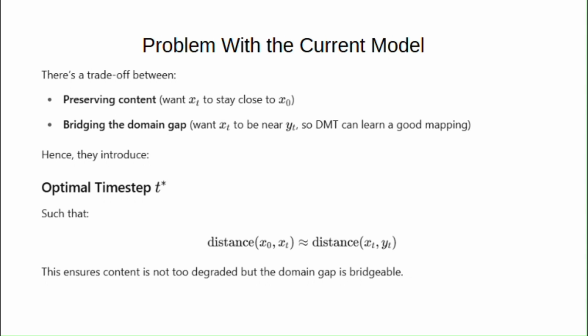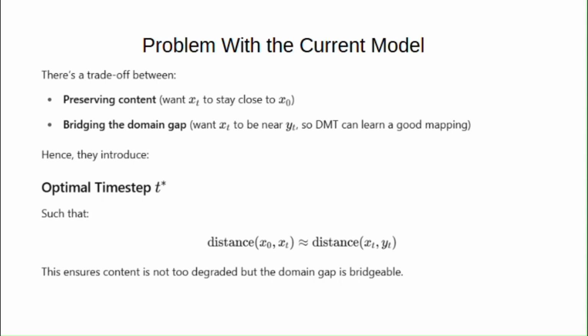We formalize this by seeking a timestamp where the distance between x0 and xt star is equivalent to the distance between xt star and yt star. In other words, the degree of corruption from x0 to xt star should be comparable to the domain translation distance from xt star to yt star. This equilibrium encourages the DMT to learn a stable, generalizable mapping across the domains.